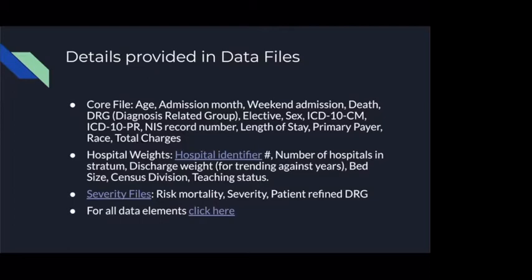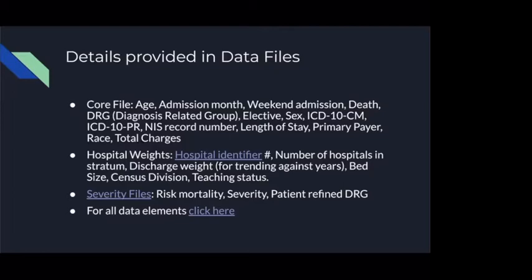As for the hospital weights file, you get the hospital identifier number. This is the number I mentioned that you do not want to publish. If you were to make a publication, you would have to aggregate this, because you do not want to link hospitals to patients. So this number is something that you would use privately. Then the number of hospitals in the stratum, and a discharge weight, which you can use if you want to trend over years. If you want to study from 2017 to 2021, you need a discharge weight file, which is provided for every database you purchase. Also the bed size, the census division, and the teaching status of each hospital.